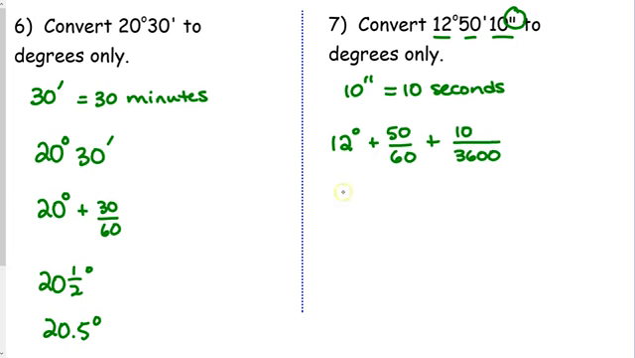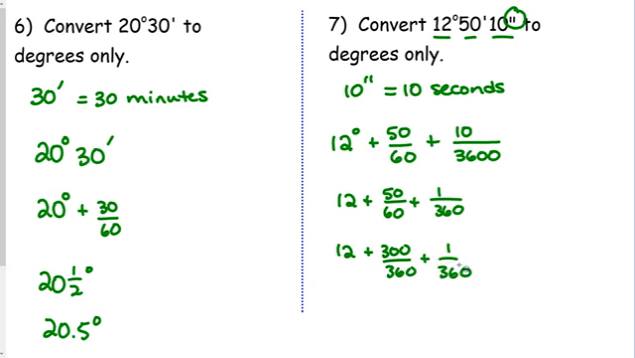So this is going to be 12 plus, I want to get a common denominator. Let me just simplify the second fraction a little bit. Let's get a common denominator of 360. So I'm going to multiply the first fraction by 6. And then I can add these fractions together. I like to keep everything exact as long as I can. So 12 and 301/360ths.